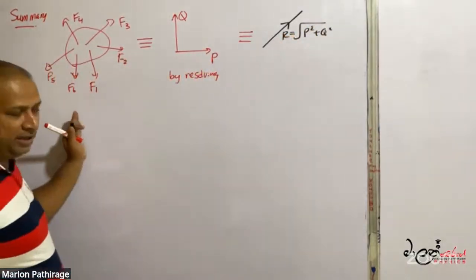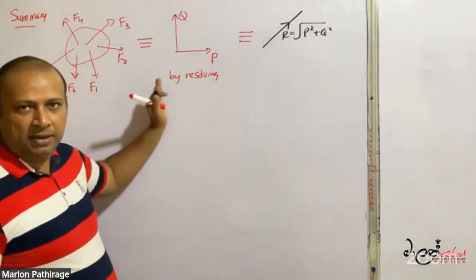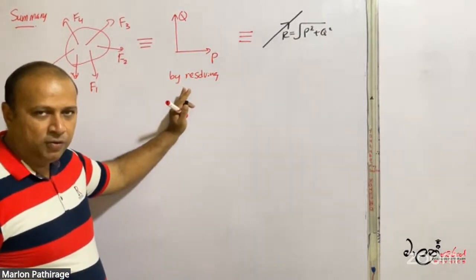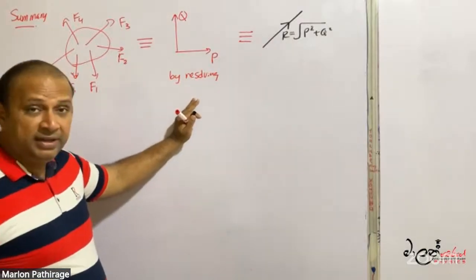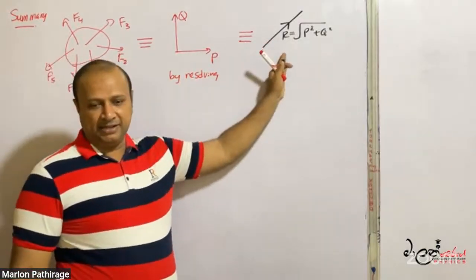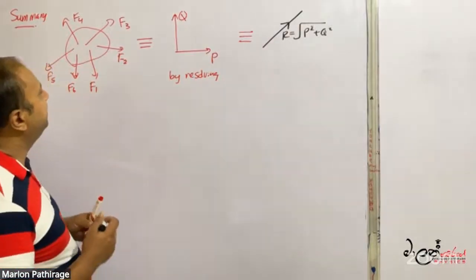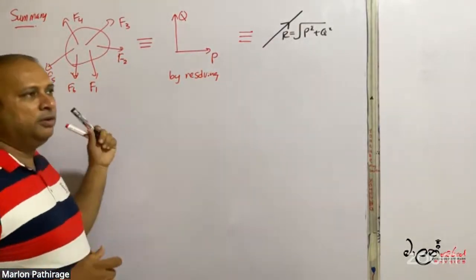Therefore, if you are given a vector system, you can reduce that vector system into two perpendicular vectors by resolving. Then you can take the resultant vector. So this is the summary. You can note down that summary.